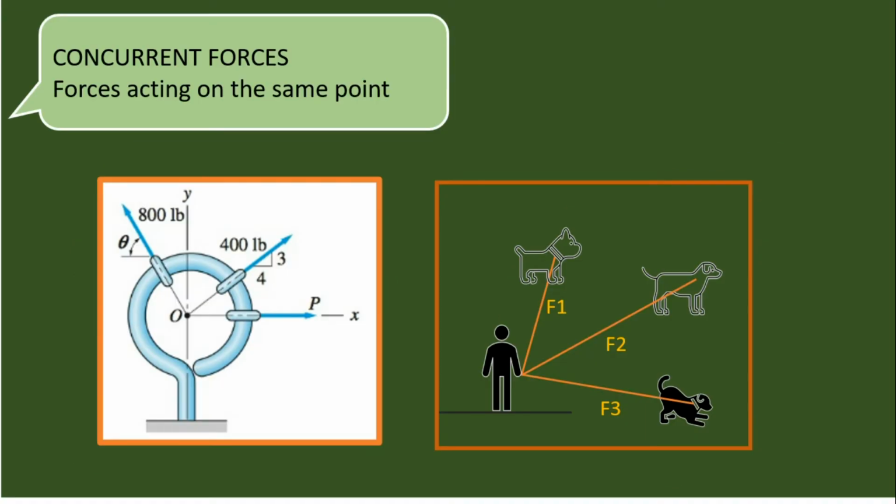So ano naman ang concurrent force? So yung concurrent force ay force siya na nag-act on the same point. Different direction pero from one point lang siya nanggagaling. Parang yan yung given na nakita natin. So for example, itong tao na may hawak na aso, no? Iba-ibang direction yung aso pero galing lang siya doon sa kamay niya yung tali. So dito, from one point lang.